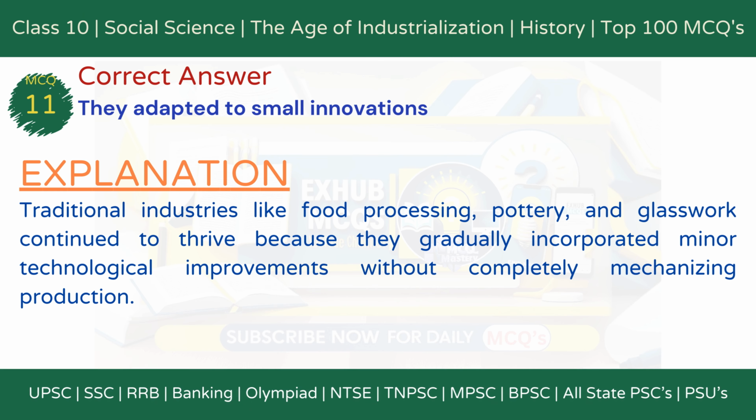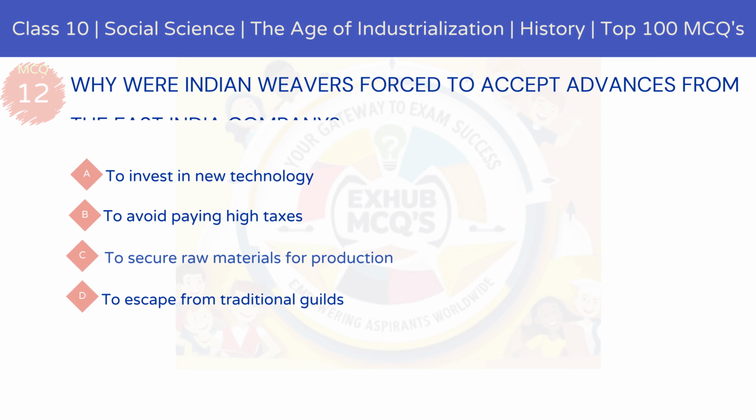The correct answer is option C. They adapted to small innovations. Explanation. Traditional industries like food processing, pottery, and glasswork continued to thrive because they gradually incorporated minor technological improvements without completely mechanizing production.